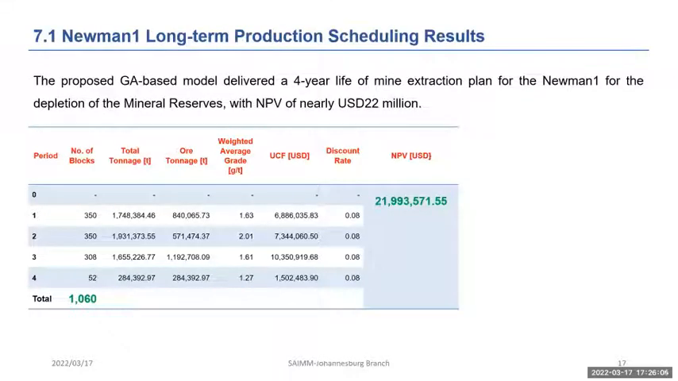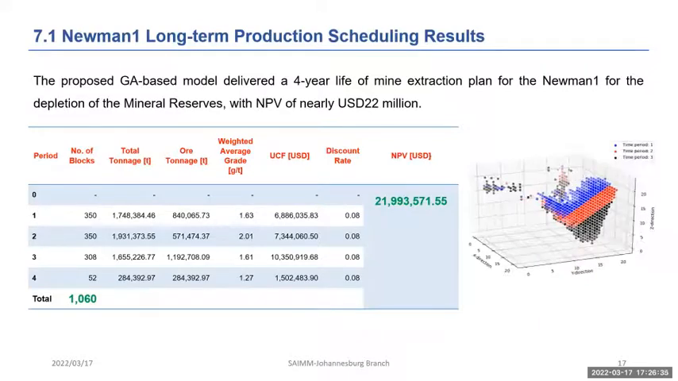So now, when applied to the Newman 1 ultimate pit block model, the proposed genetic algorithm-based model delivered a 4-year extraction plan for the depletion of the mineral reserves with an NPV of nearly $22 million. And a 3D production layout is displayed here, from which 350 blocks are scheduled for extraction in year 1 of mining operation, 350 blocks in year 2, 308 blocks in year 3, and 52 blocks in year 4.